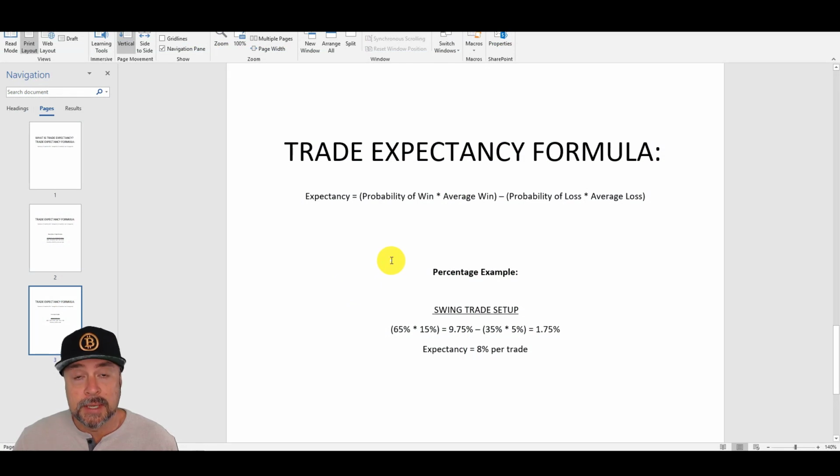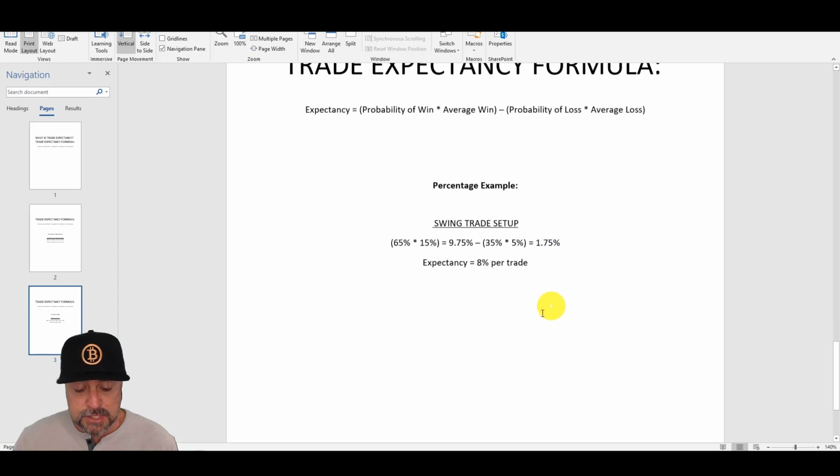Okay, so the next one, guys, that we want to talk about is how do we look at it as a percentage. So let's just say your swing trade, and I don't care if it's crypto, stocks, ETFs, what have you, a little different than the binary options because we're not dealing with specific contract prices per lot. But if this is looking at percentage terms, so let's just say you have a swing trade setup using our signals and you perform at 65%. And 65% of the time you win, and you win about 15% on return on your trade. So 65% of 15% is 9.75%.